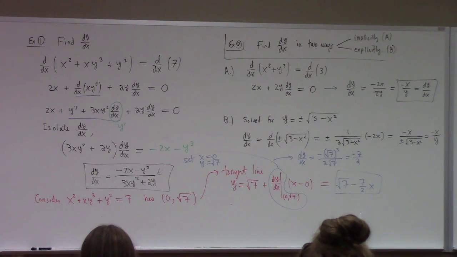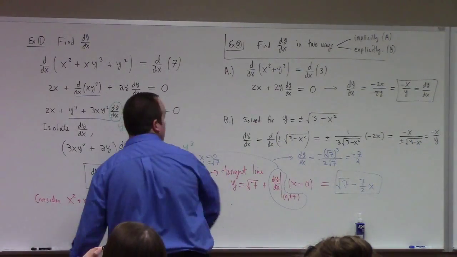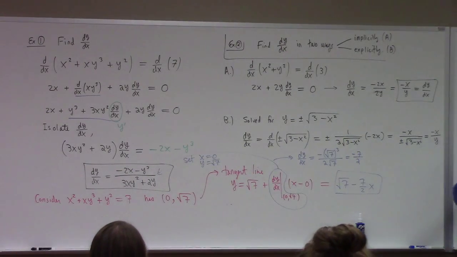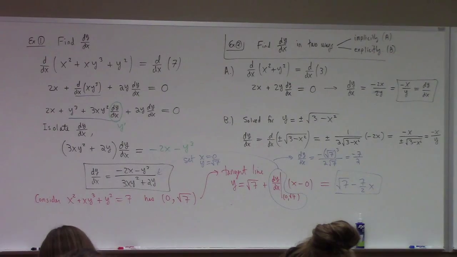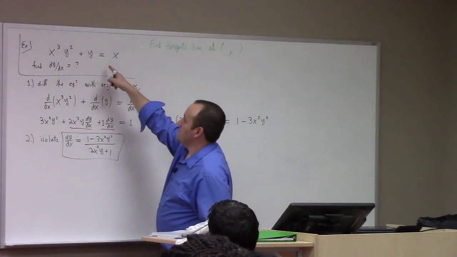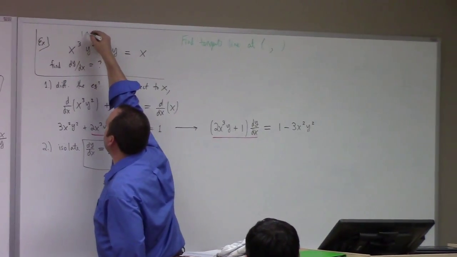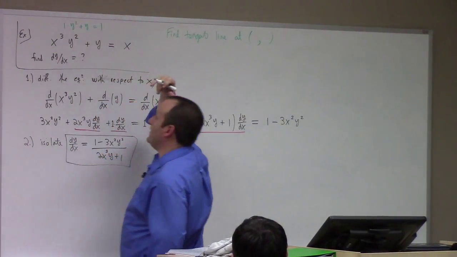Would you like me to do another one of these? I probably should, right? How about this example over here? Can you guys find the tangent line and find the equation of the tangent line, really? Right? At what point? So you guys give me a point. What's a point on this curve? How about if I put x equal to 1? What does this give me? If I put x equal to 1, I've got what? 1 times y squared plus y is equal to 1. Can you tell me what I should choose for y then?